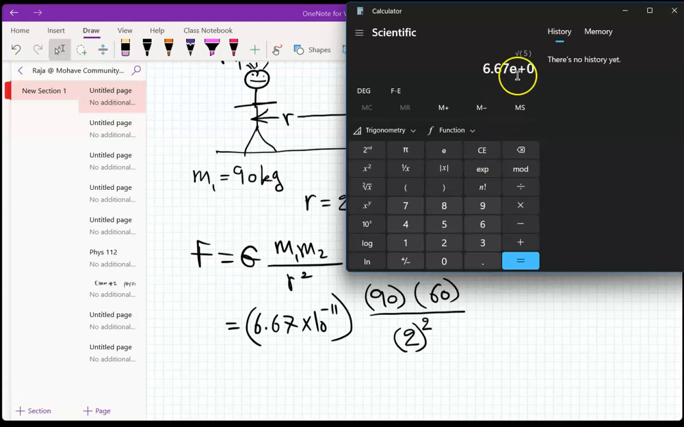Once you press EXP, see that e right there? That means times 10 to the power. You don't need to type in 10 or to the power or raise it up, okay? And then there is a minus here. Now if you look at the right side, there are the 4 binary operations: division, multiplication, subtraction, and addition.